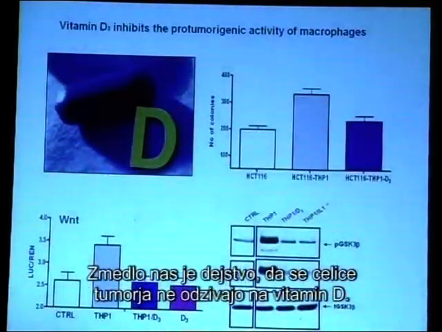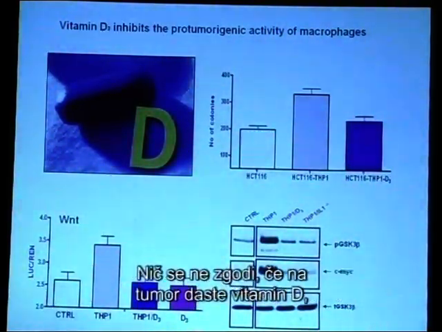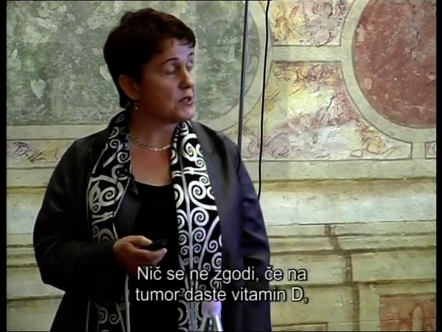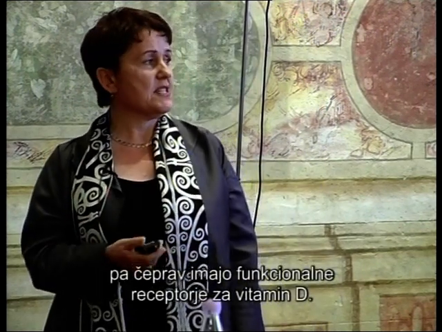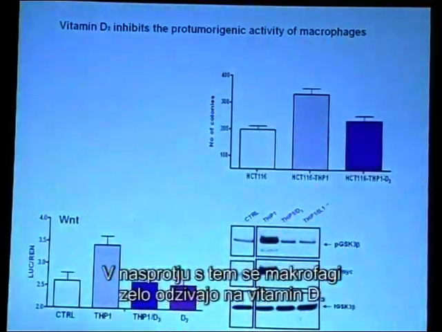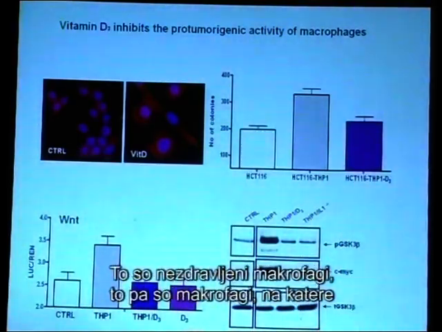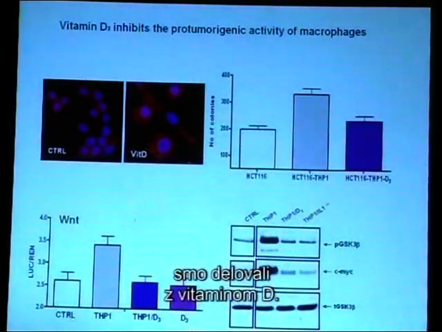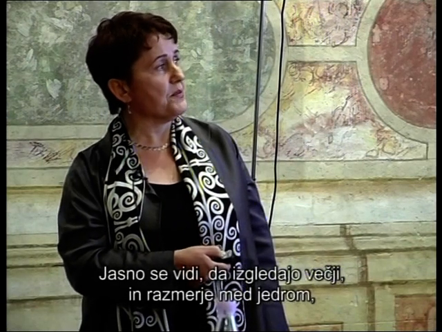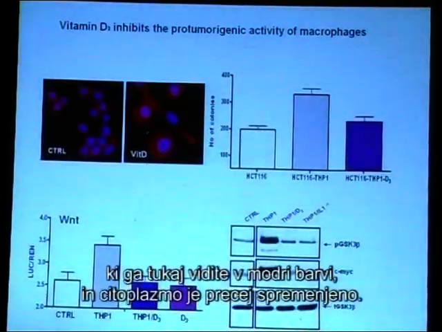And for us, it was puzzling that tumor cells do not respond to vitamin D. Nothing happens if you put vitamin D on tumor cells, although they have a functional vitamin D receptor. But in contrast, macrophages were very responsive to vitamin D. They would stop proliferating, they would differentiate. Morphologically, they are quite different. These are untreated macrophages. These are macrophages treated with vitamin D. And you can see quite clearly that they appear bigger. The ratio between the nucleus in blue and the cytoplasm is quite altered.